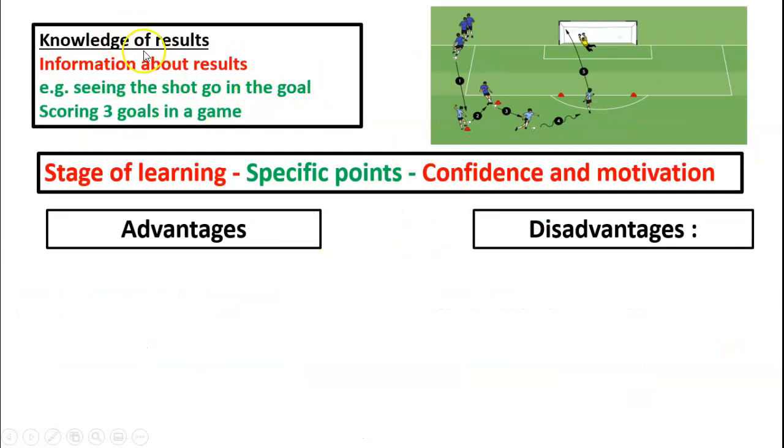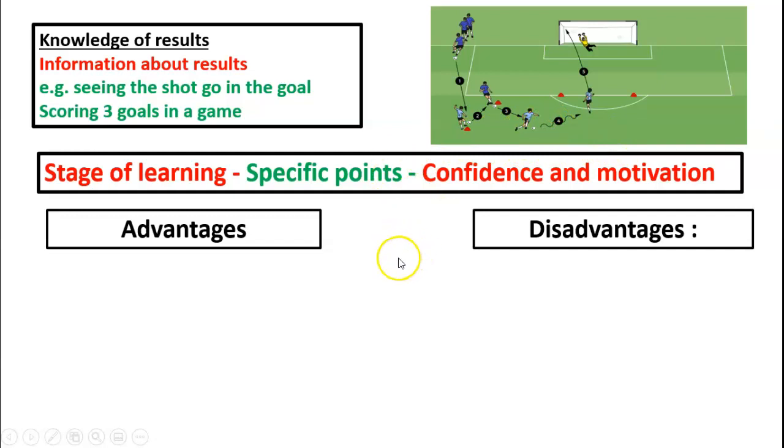So, as we know, knowledge of results, information about the outcome, if you can just change that. So, I've said over to here, what does that mean? E.g., this performer here sees the ball go in the goal. Okay, really, really good for that. I've scored 3 goals in a game. So, let's have a look at what this is. So, what might the advantages be?